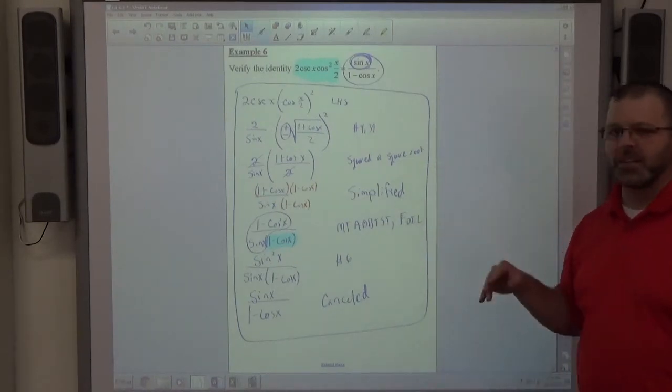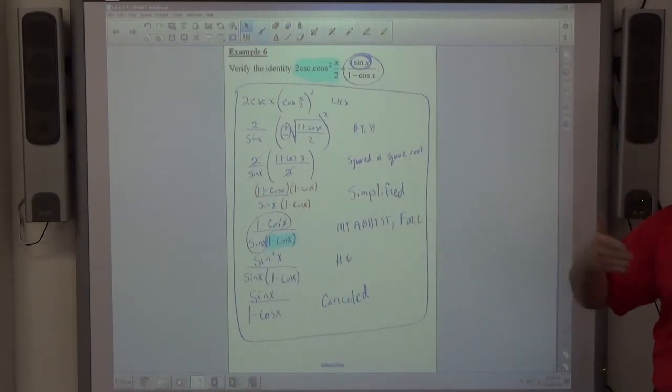So again, making that first decision, which side should I start with, is a very important decision. So make sure you think it through for a little bit before you decide.